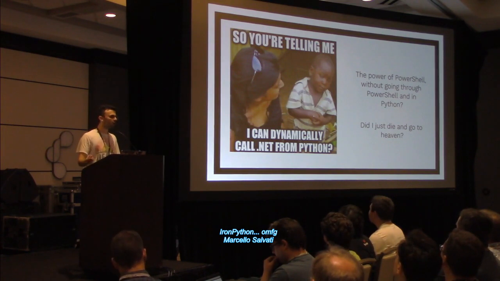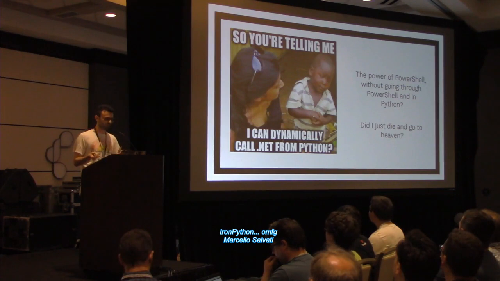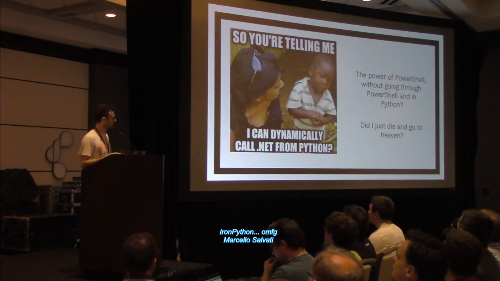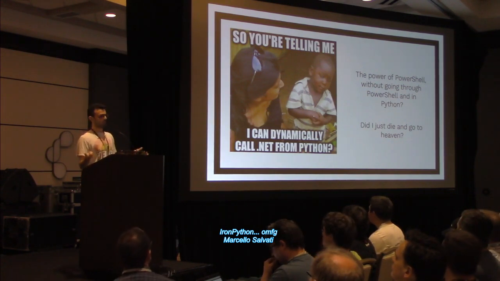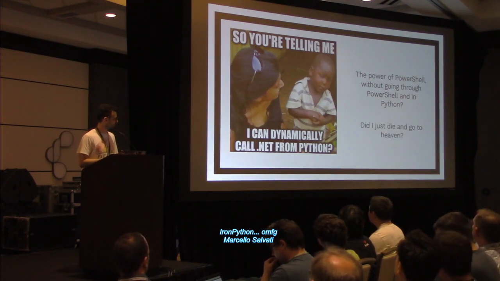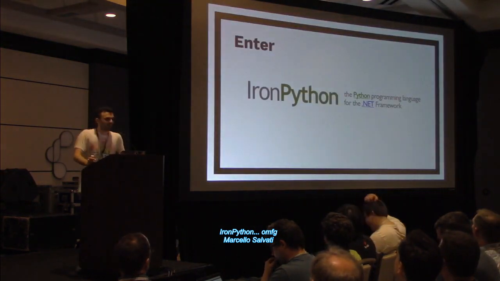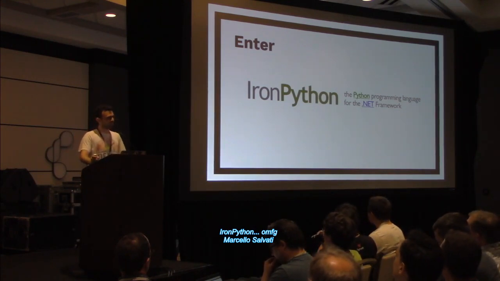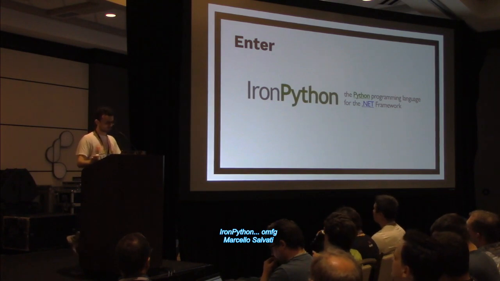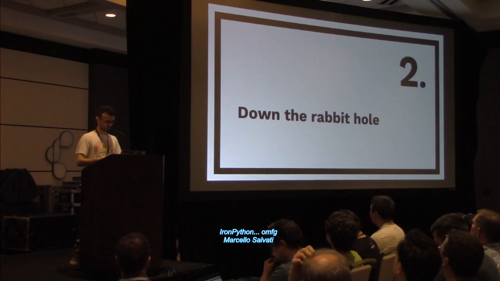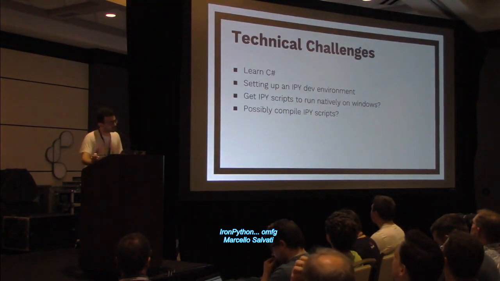So you're telling me that I can just call .NET from Python. So I can have the power of PowerShell without going through PowerShell, because we're able to just dynamically call .NET APIs, right? In Python, I feel like I just died and got into heaven, right? Okay, I have no clue what that's all about, but let's move on. And so IronPython. This is how this all started. I went down the rabbit hole, and so let's go down this rabbit hole together.